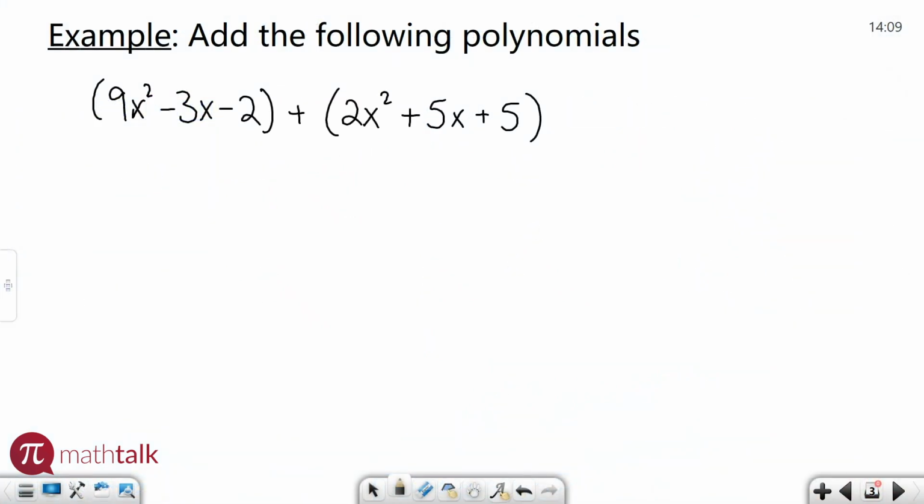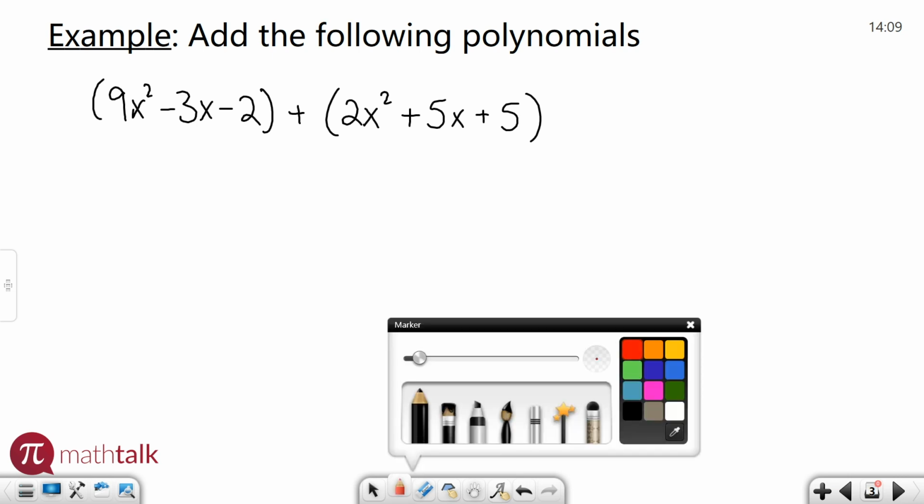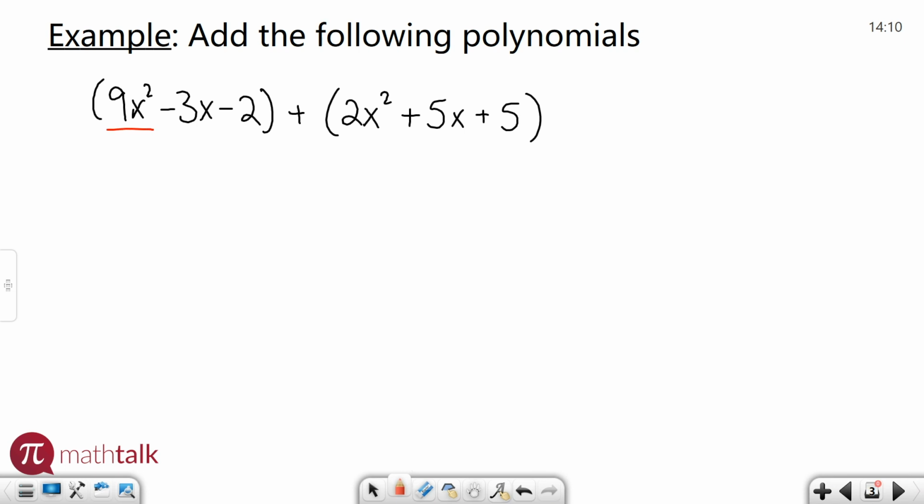All right, so we have an example that says add the following polynomials. Simple enough. First thing I want to do with these is find out what are my like terms. So I'm going to change colors real quick, and I'm going to do something that might help identify these. So I have 9x squared, and I want to look, do I have any other x squared terms in here? When I look over here, I have 2x squared, so those are like.